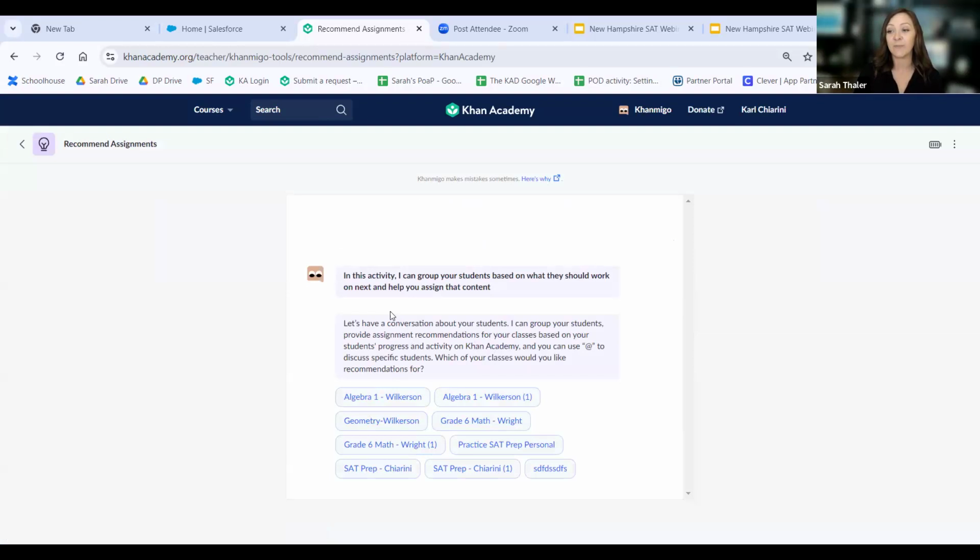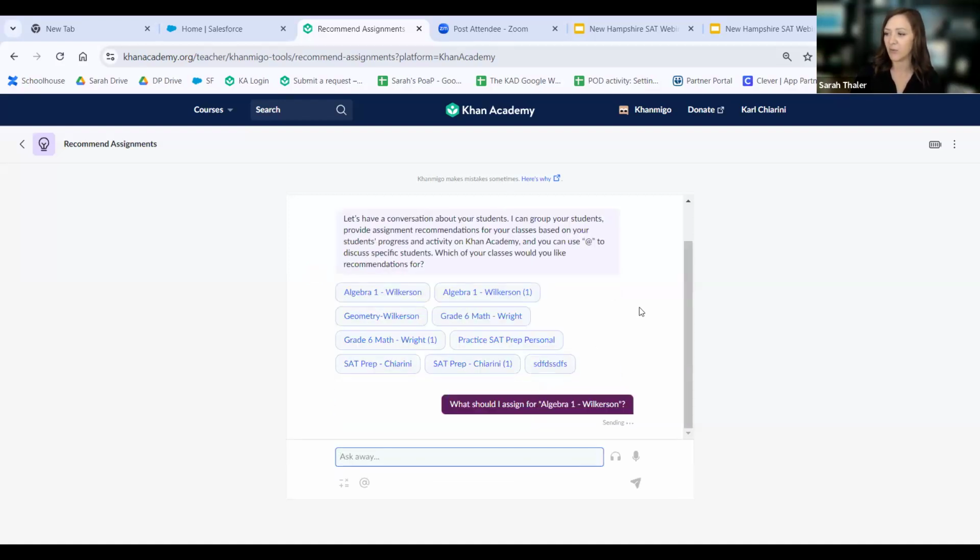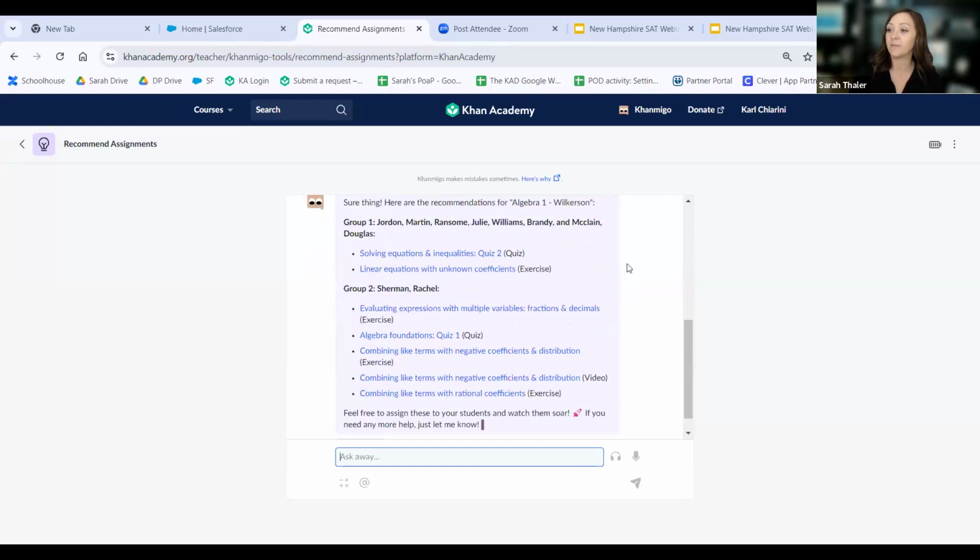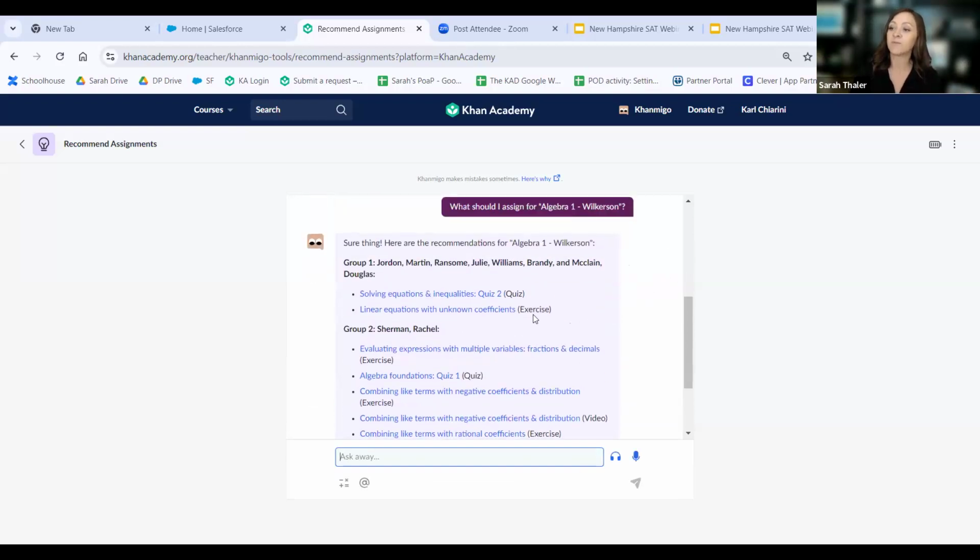It's going to say, hey, Khanmigo, I can group your students based on what they should work on and help you assign that content. You can pick particular classes, or if you have a particular student in mind, you could mention that student's name, and Khanmigo would recommend assignments for that particular student. But let me just click on my Algebra 1 class because I've got more content in this demo account for that. So I'm asking essentially, what should I assign my Algebra 1 class?